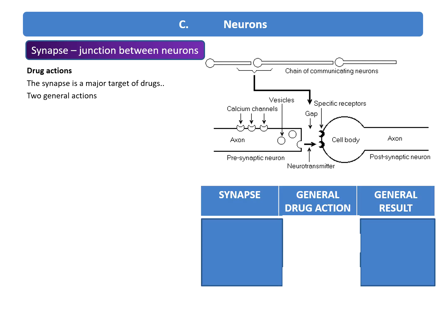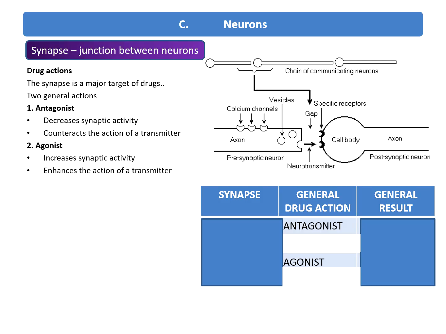What about drug actions? The synapse, turns out, is a major target of drugs. There are 2 general actions of drugs. Drugs may act as an antagonist, which decreases synaptic activity. That is, it counteracts the action of the transmitter. Or the drug may act as an agonist. It increases synaptic activity and enhances the action of the transmitter.